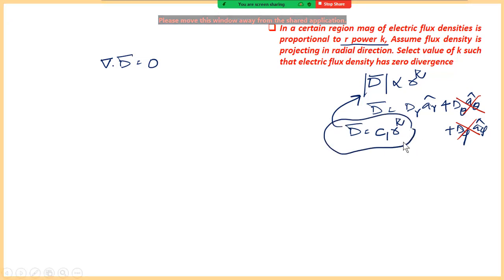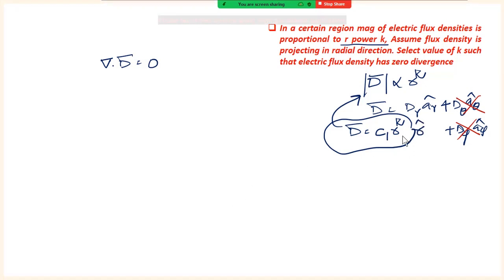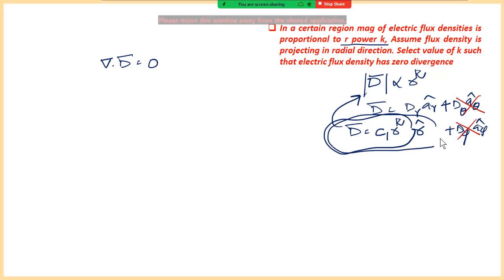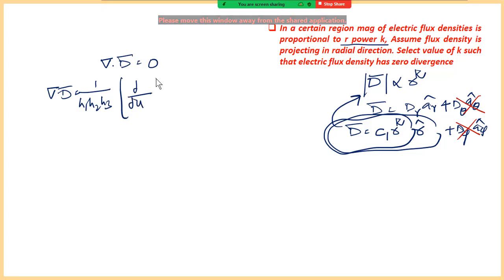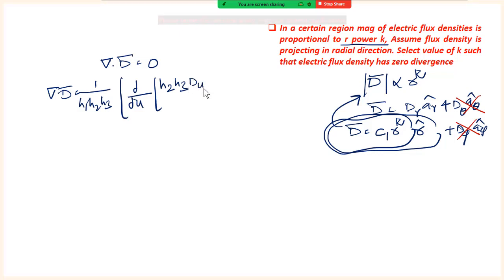So we need to use the R cap also. This is our D bar. Using this we are going to get the K value. For that we take del dot D bar equal to 0. Since we are working in the spherical coordinate system, we need to write the divergence formula in the spherical coordinate system. First I will write the general formula: 1 by h1 h2 h3, dou by dou u of h2 h3 D_u, with du. This is the formula.